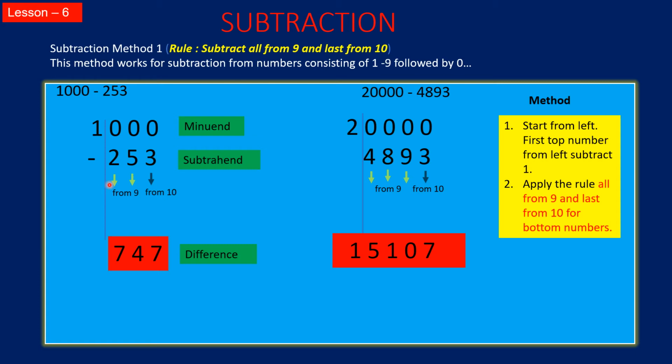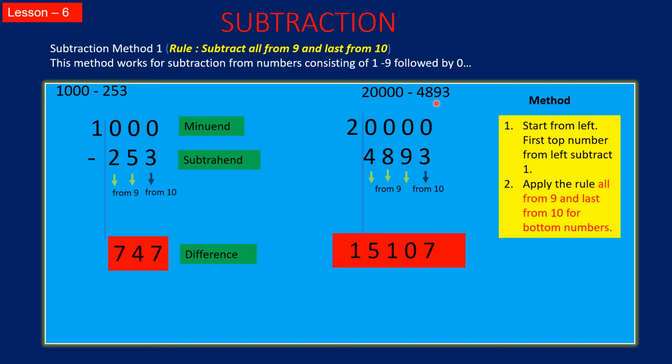One more example, 1000 minus 253. So start from left. First top number from left, subtract 1. 1 minus 1, 0. And then apply the rule all from 9, last from 10 for the bottom numbers. So 9 minus 2 is 7, 9 minus 5 is 4 and last number is 3 here. 10 minus 3 is 7. So the difference, your answer is 747.